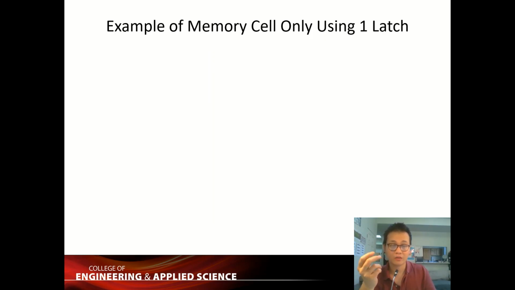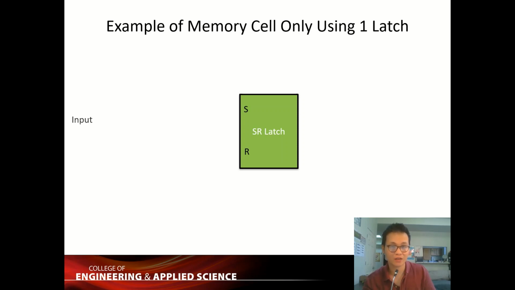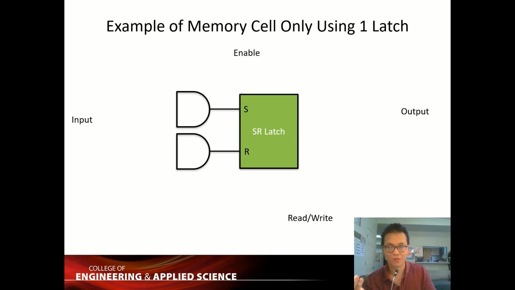Okay, so let's go through an example of memory cells using one latch. Now we have an SR latch. We have input and output, enable, read, write. Why don't we have the address line? The answer is there's only one house in the neighborhood. We don't need an address for it for now. But if you need an address line, can you think of what is the best tool to make an address line?